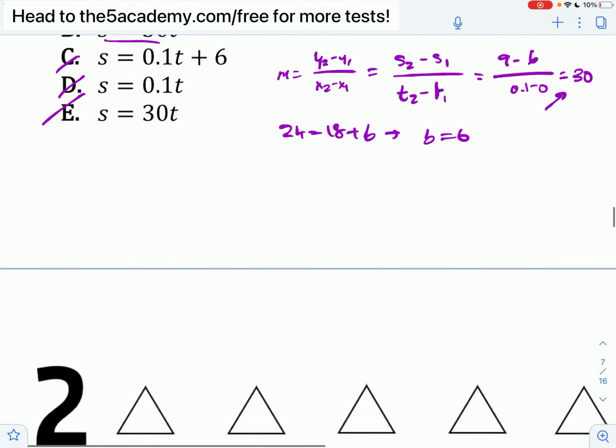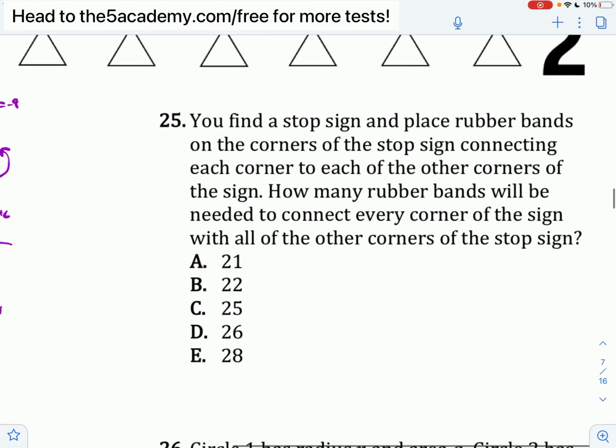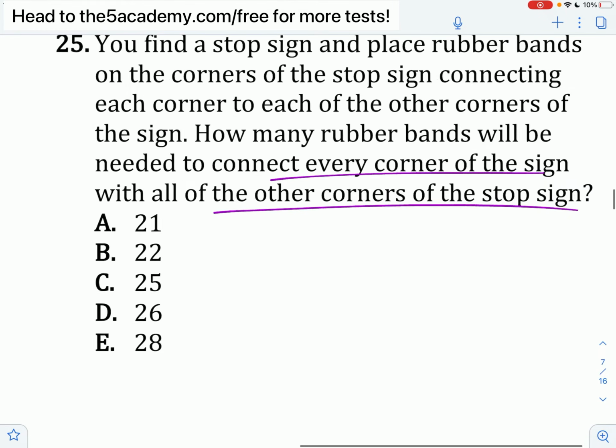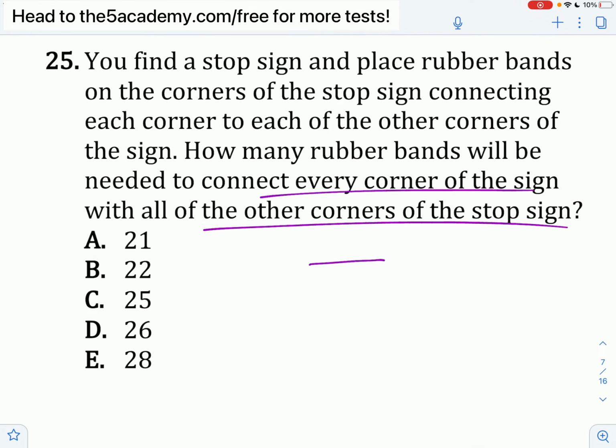That's how you do the y-intercept, both ways. You find a stop sign and place rubber bands on the corners of the stop sign, connecting each corner to each of the other corners of the sign. How many rubber bands will be needed to connect every corner of the stop sign with all the other corners of the stop sign? So the best way to do this is to visualize it.